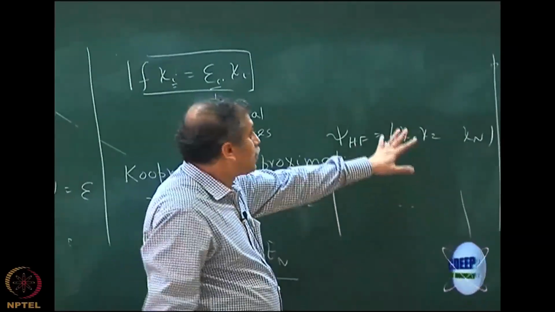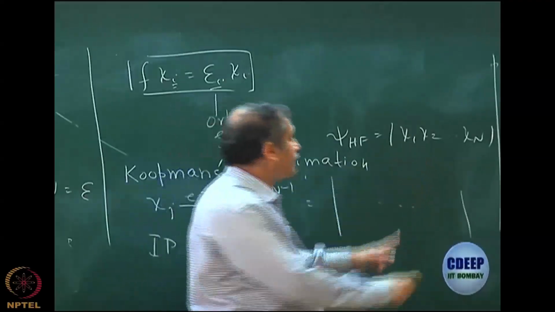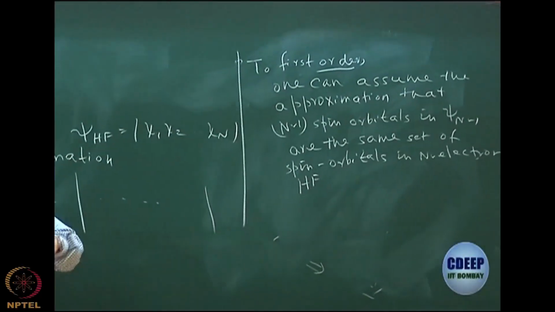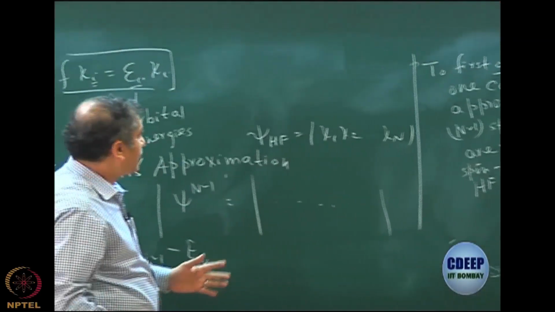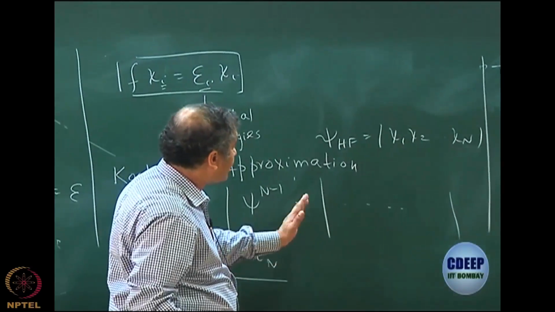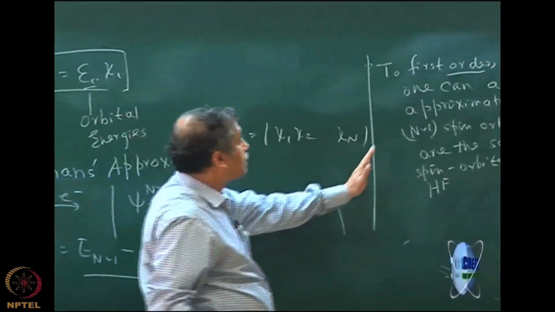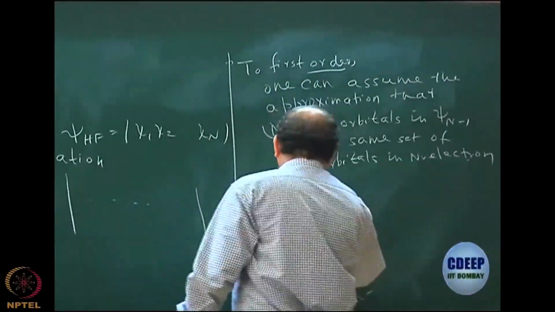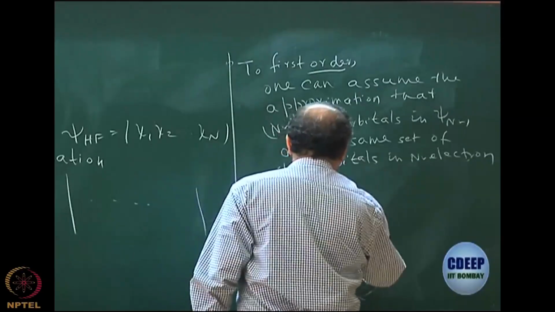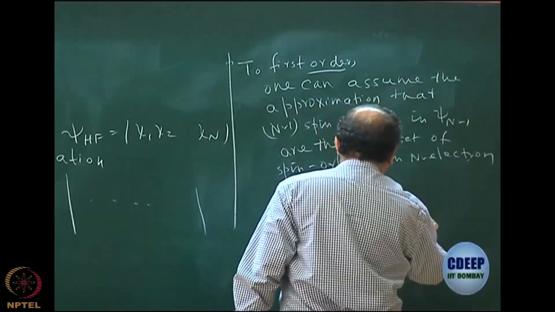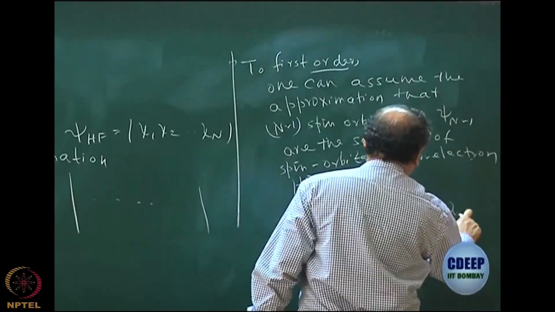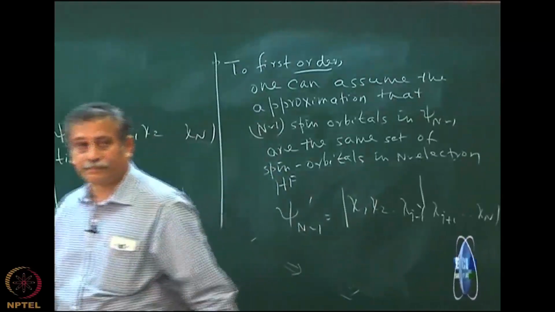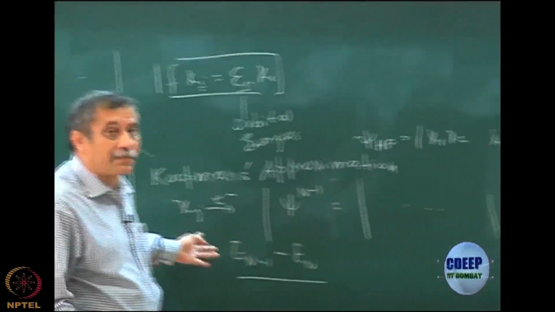But what Koopmans said, that to a first order, and that is important, this order is very important, one can assume that when I am doing an n minus 1 electron wave function, that wave function to the first order, it is correct to assume that the rest of the n minus 1 spin orbitals remain the same, which means you get an approximate psi n minus 1 prime, which is chi 1, chi 2, etc., chi j minus 1, chi j plus 1, chi n, except chi j is not there. This is missing. Okay? j is not a dummy.